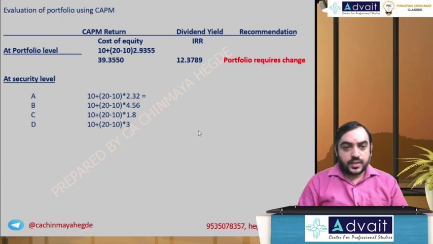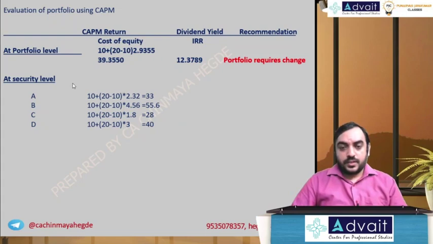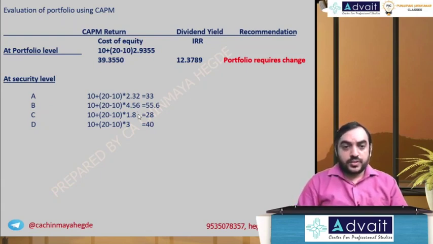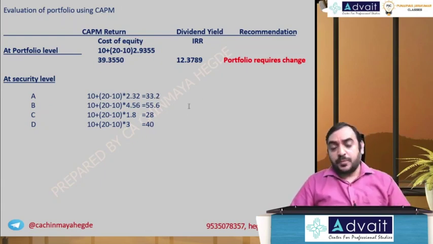10 into 2.3 plus 10, 33. 10 into 4.56 plus 10, 55.6. 10 into 1.8 plus 10, 28. 10 into 3 plus 10, 40. Hope these are the numbers you are getting. 33, 55.6, 28, 40. Okay, 33.2 I think you get for the first one, 10 into 2.32. No problem. Okay, these are the CAPM returns.